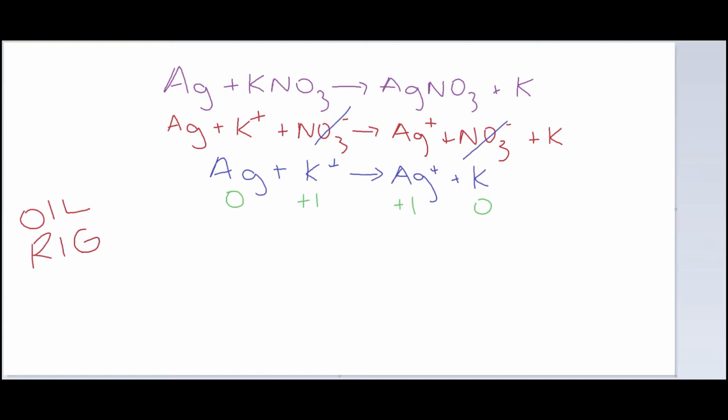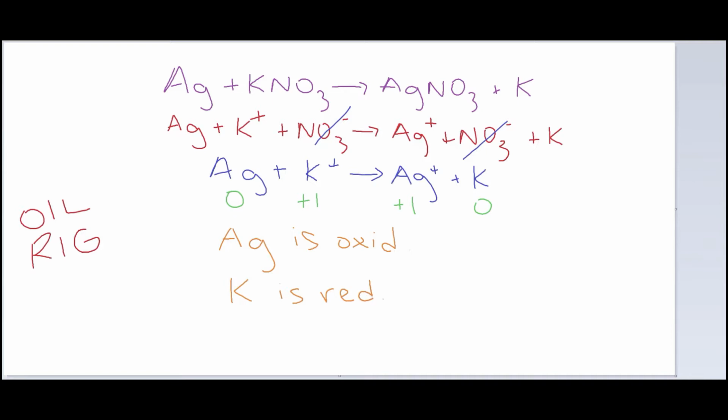And so if I'm going to identify what's being oxidized versus what's being reduced, since silver goes from 0 to +1, that means silver lost electrons because electrons are negatively charged. So silver is being oxidized. Okay, while potassium, since potassium goes from +1 to 0, that means it gained an electron. So potassium is going to be reduced.